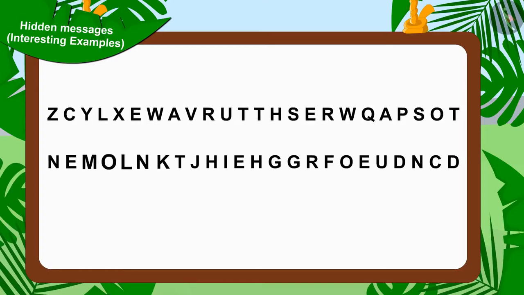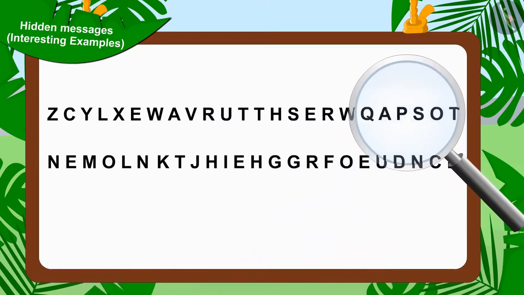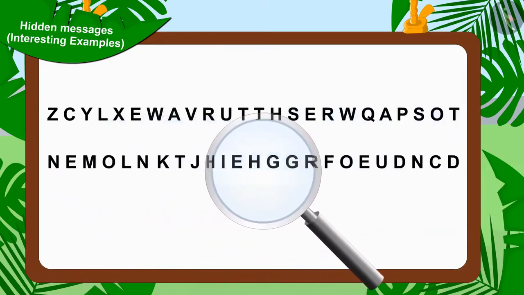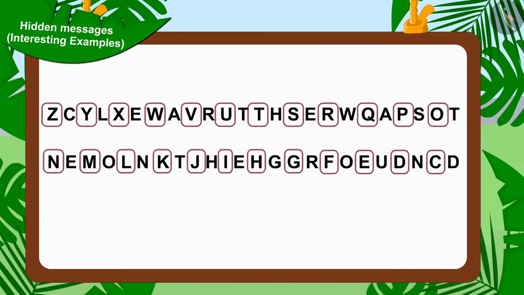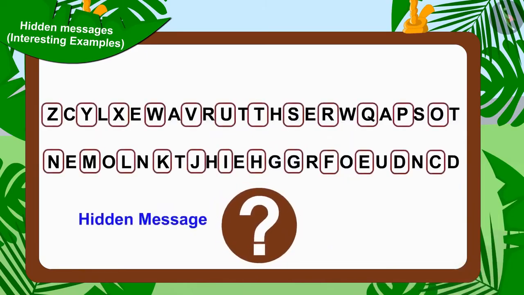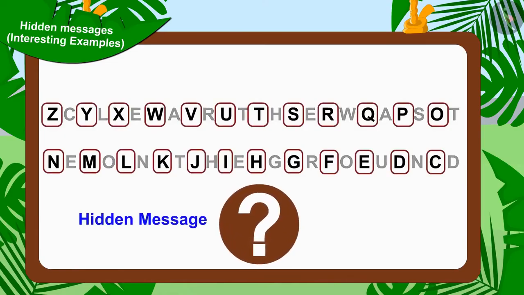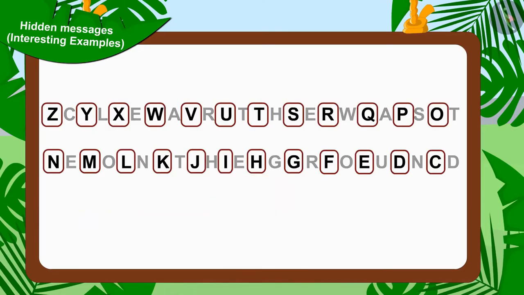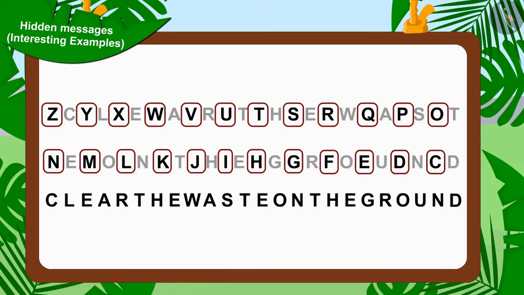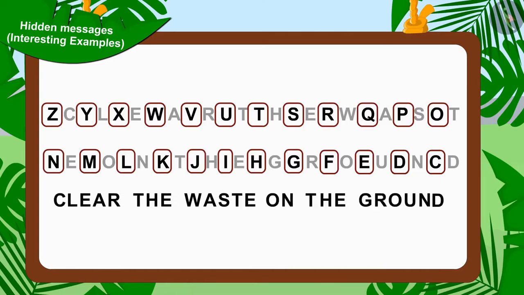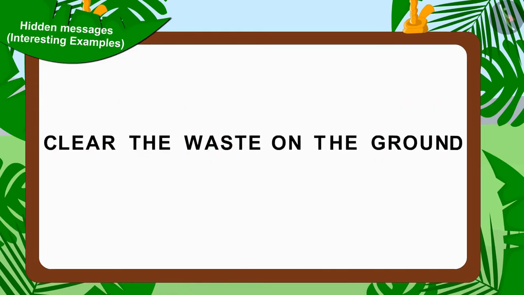Let us first find the rule in these alphabets. If we look closely, we will find that the alphabets here are written in reverse order. But do you understand any hidden message from these alphabets? No. Let us now write the remaining alphabets separately. Now do you understand Jeeves' hidden message? Absolutely right. In this hidden message, it is written, clear the waste on the ground.